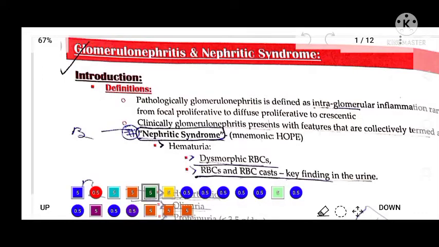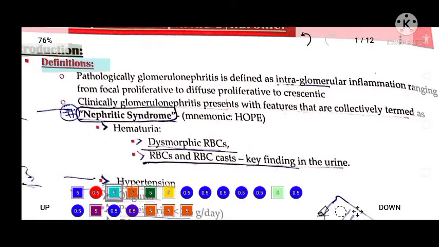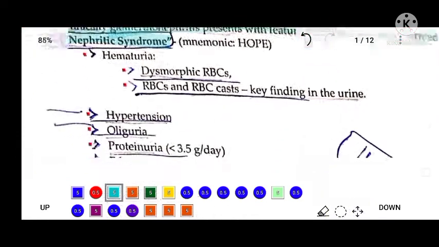Okay, so now we will be looking at glomerulonephritis and nephritic syndrome. The definition of nephritic syndrome and glomerulonephritis is intraglomerular inflammation, ranging from focal proliferative to diffuse proliferative to crescentic, and clinically glomerulonephritis presents with the features known as nephritic syndrome.